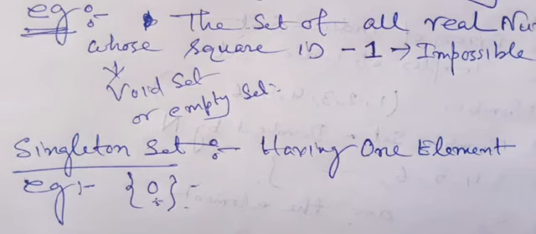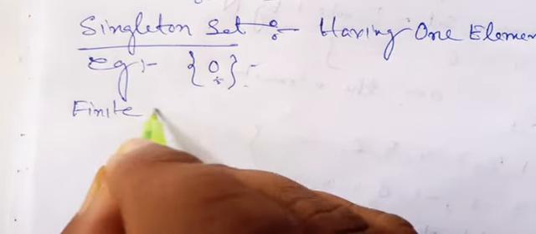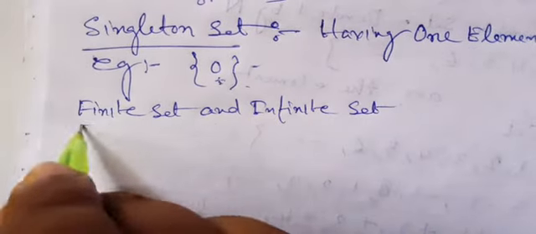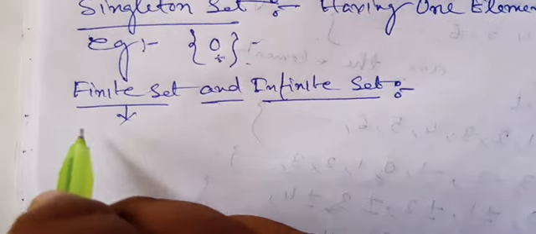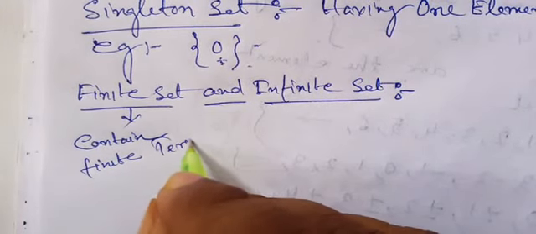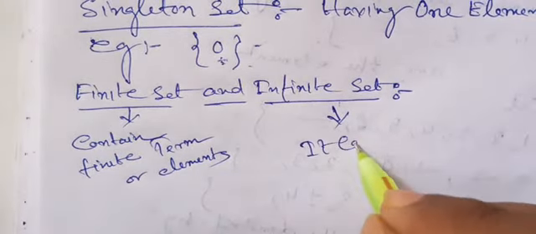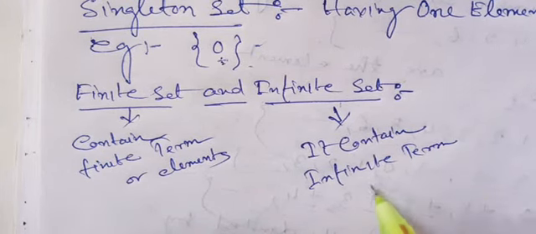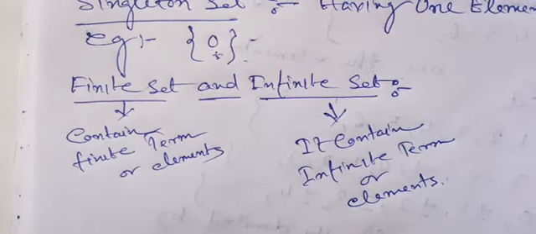Next, finite set and infinite set. A finite set contains finite terms or elements. An infinite set contains infinite terms or elements. Hope you are understanding the definition.